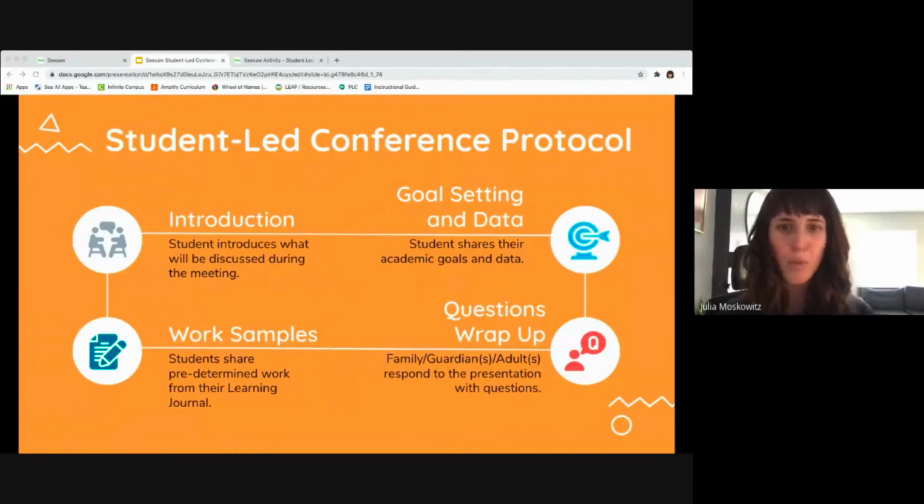So this is what a protocol might look like. First, we have the students introduce the conference, and this can be guided with the teacher. Hello, welcome, and just set up the purpose of this meeting. This purpose is really to share our work and to share our learning that we've been doing since August in Seesaw. It's about sharing those goals and looking at the data. So this might be iStation data for many. It might be any reading assessments that you've done, any math assessments.